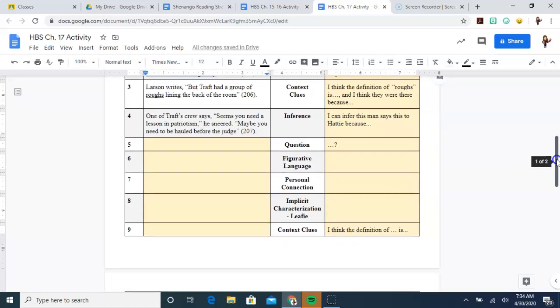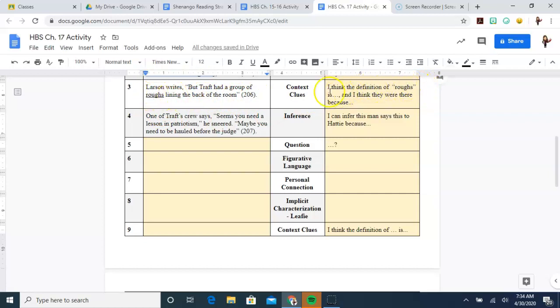Context clues. Context clues is not the same as the question one. Context clues means you're picking a word that you don't know. It's not a vocab word that we had. You still don't know what it means. And you're using the clues around that word to help you figure it out. So for example, "But Traft had a group of roughs lying in the back of the room." So roughs is the word I want you to focus on.